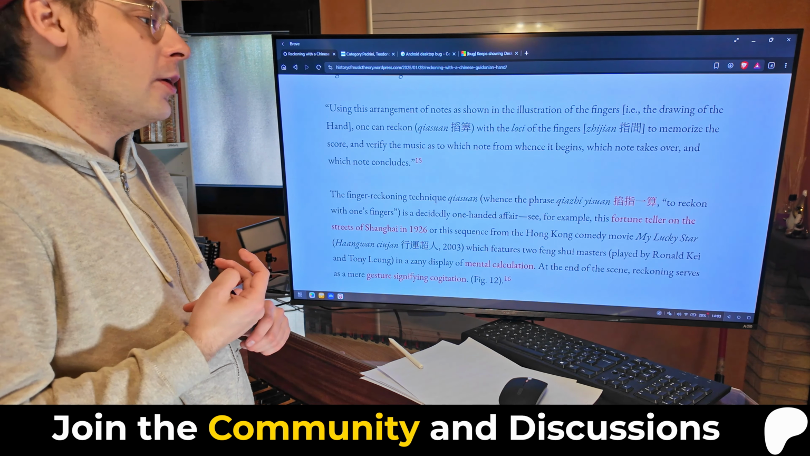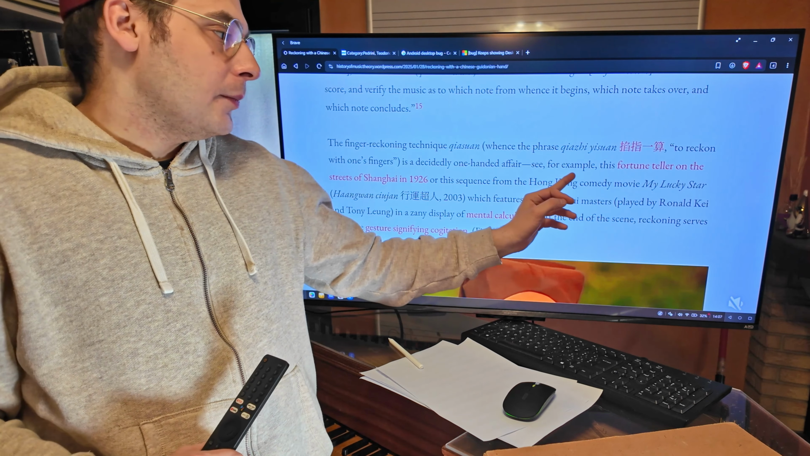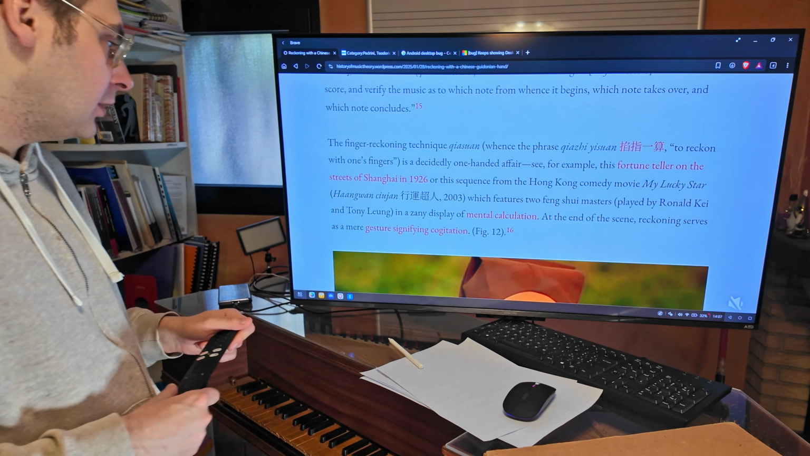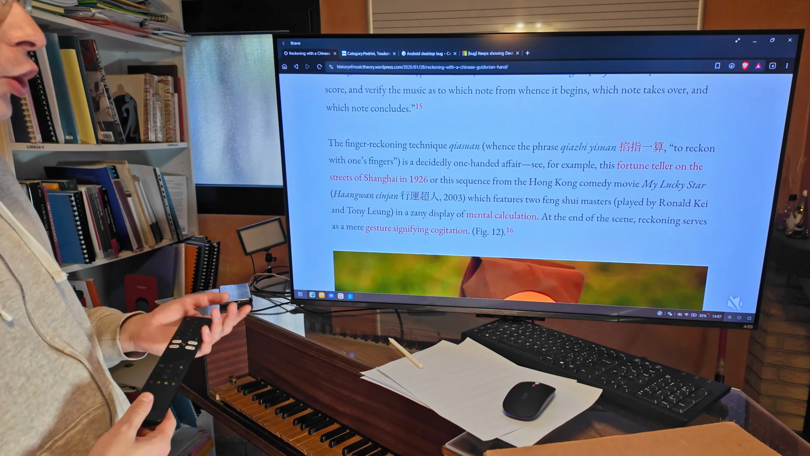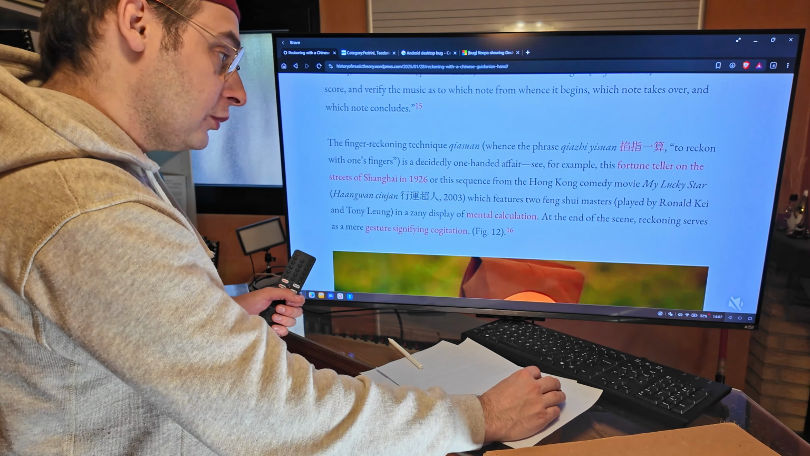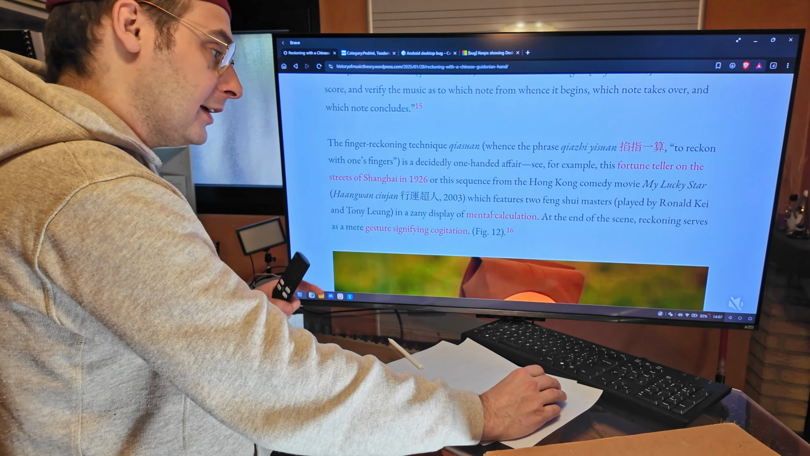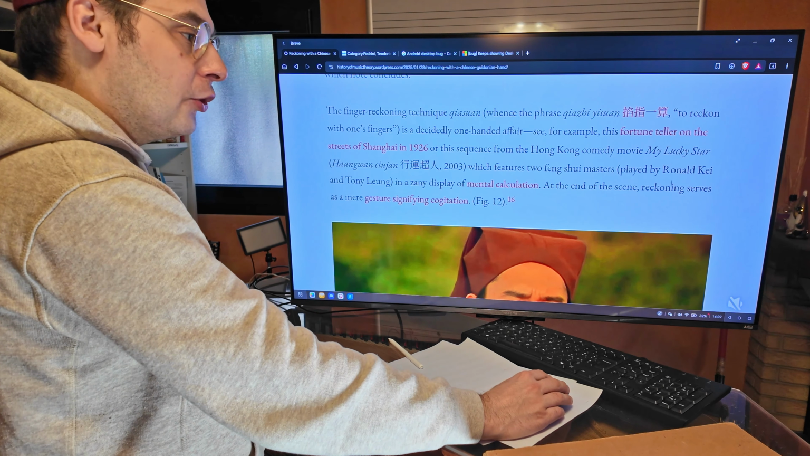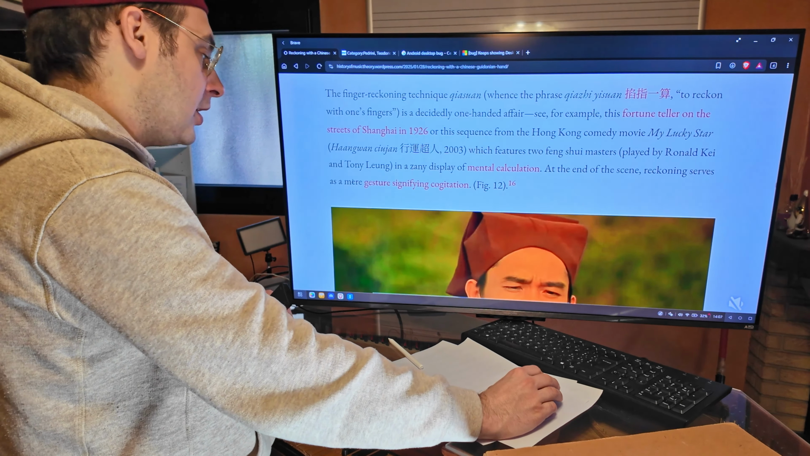The finger reckoning technique, qiazuan, whence the phrase qiazi yuzan, to reckon with one's finger, is a decidedly one-handed affair. See, for example, this fortune teller on the street of Shanghai, or the sequence from the Hong Kong comedy movie My Lucky Star, which features two Feng Shui masters in a zany display of mental calculation. At the end of the scene, reckoning serves as a mere gesture signifying cogitations.